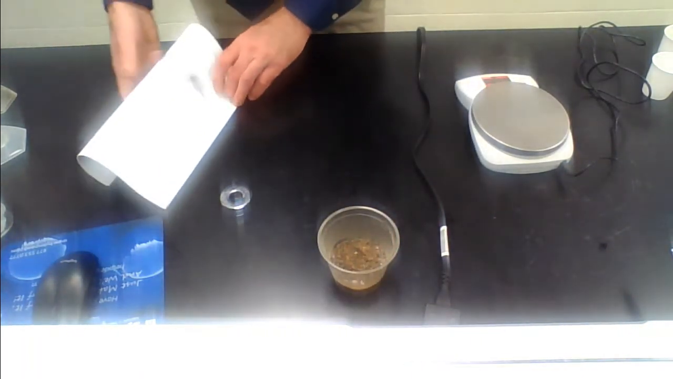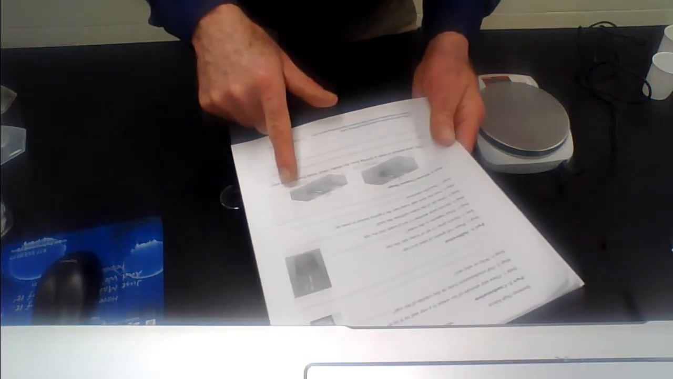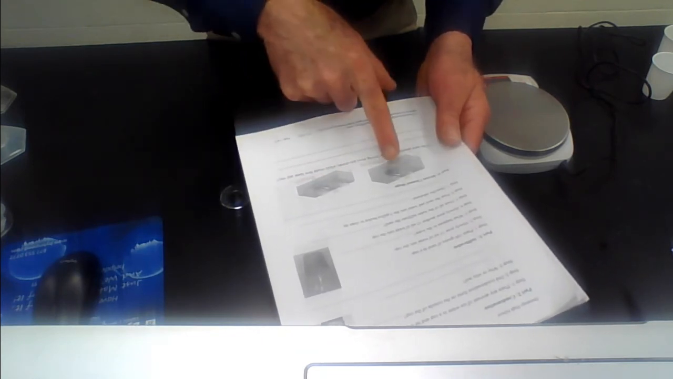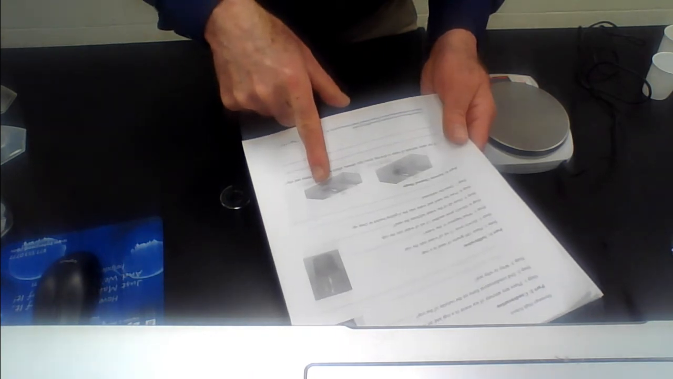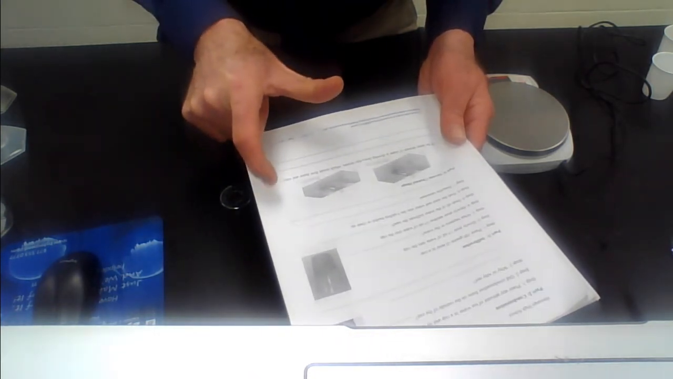The last part of the exercise asks about the stream channel. There are some pictures here at your exercise, and it suggests that the same amount of water is flowing downstream. Which would flow faster? If you take a look at the pictures, the one has a deeper channel, the one has a shallower channel. It's wider. This one's skinnier. Which one would flow faster and why?